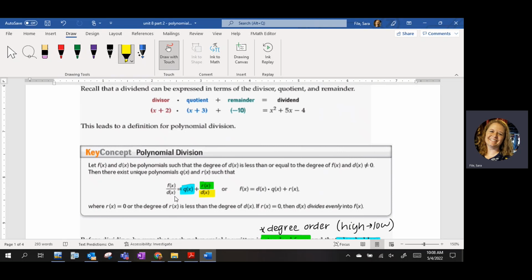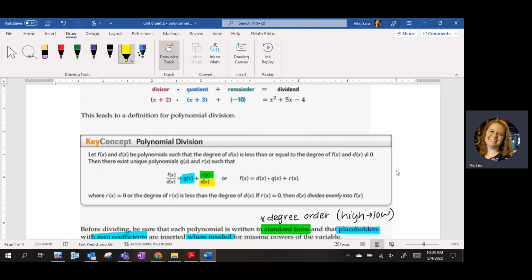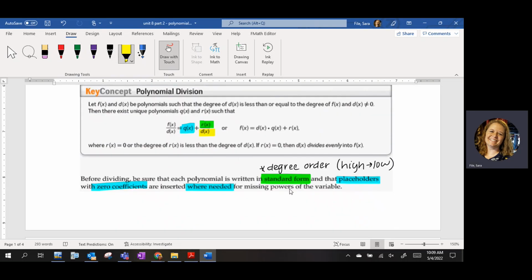When you do polynomial division, you have the dividend divided by the divisor. It's going to be quotient plus remainder over divisor. And this says the same thing about checking your answer right here. It's just in function notation. Now, when we do polynomial division, we do have to make sure that our polynomials are written in standard form, meaning highest to lowest degree. Okay, so the x cubed, then the x squared, then the x, then the constant.